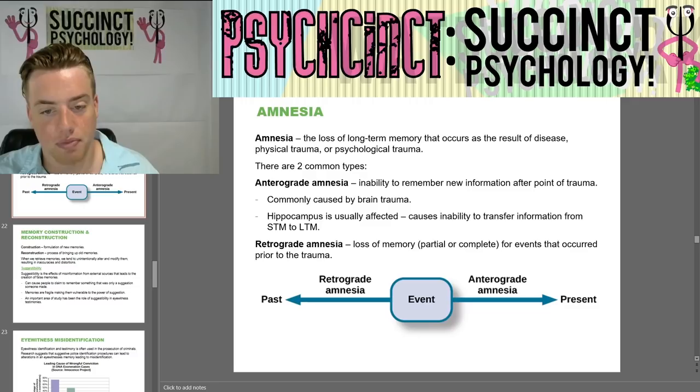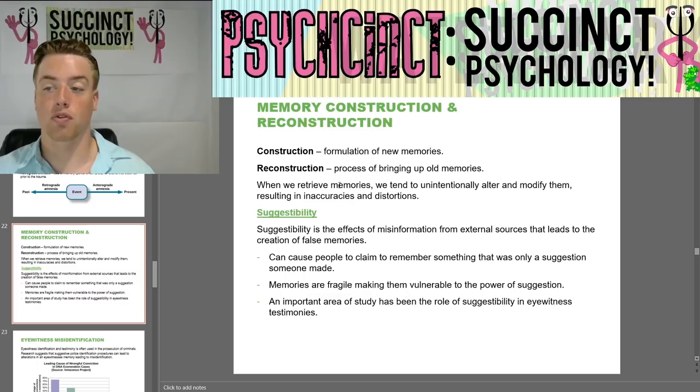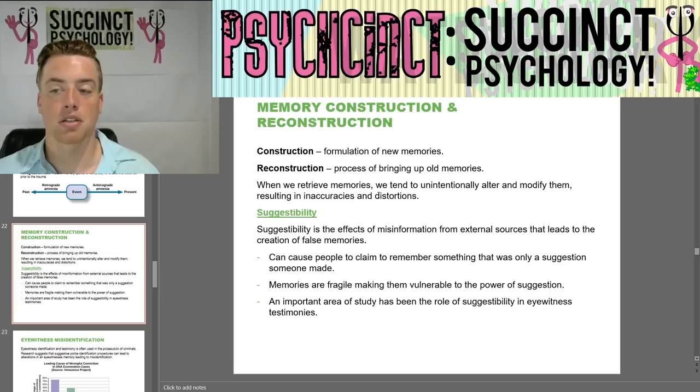Next, we have memory construction and reconstruction. Construction is the formulation of new memories, while reconstruction is the process of bringing up old memories. When we retrieve memories, we tend to unintentionally alter and modify them, resulting in inaccuracies and distortions.